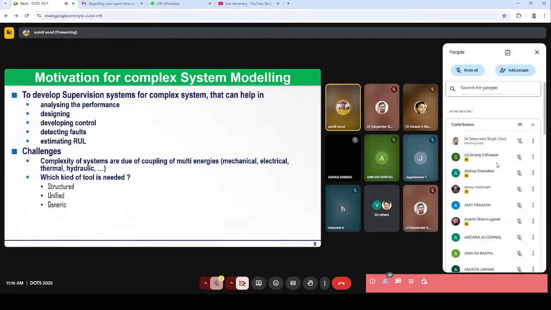And we need a kind of a unified tool, a single tool that is able to model different types of physical domains. And it should be generic enough so that it can be used repeatedly. For example, if we draw a model once, it can be used for other parts also. So for achieving this task, the skills that we require are multidisciplinary knowledge of all these different phenomena.